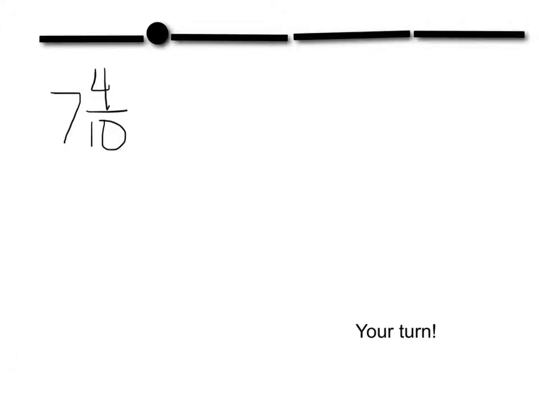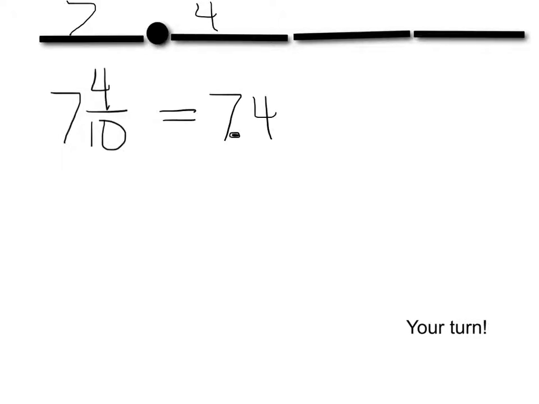Okay, now it's your turn. Write 7 4/10 as a decimal. You know the routine. Go ahead and pause the video. Write the equivalent decimal to 7 4/10 on a sheet of paper. Then come back and let's compare our answers. Okay, go ahead and pause the video. Hey, did you get 7.4 as your answer? If so, you got it right.